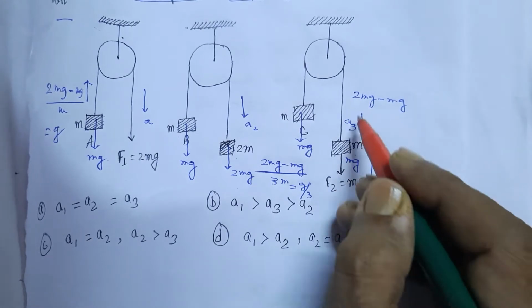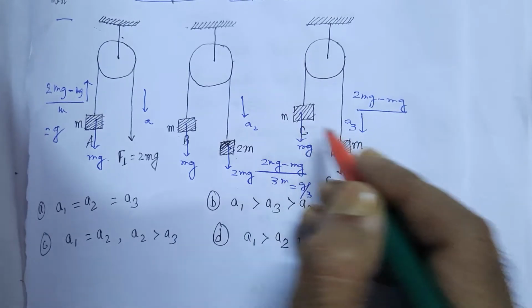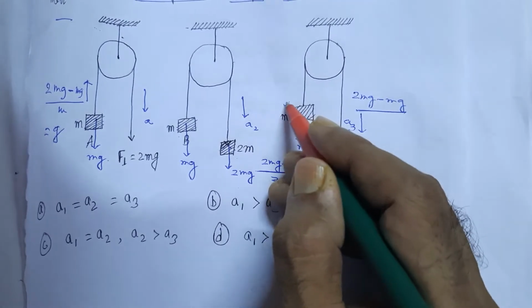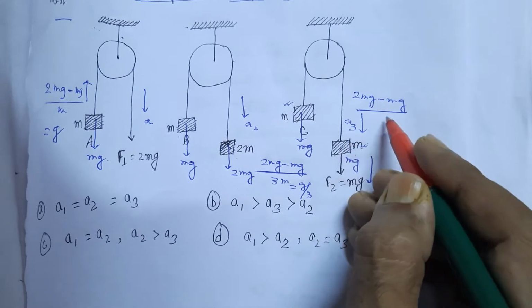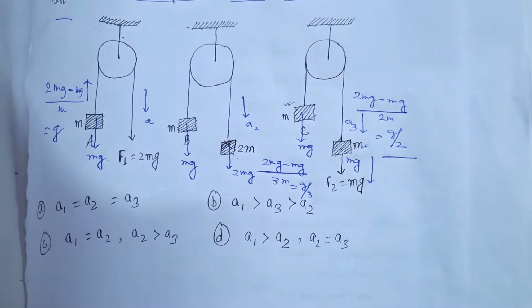it is in the downward direction acceleration. So the net force is twice mg minus mg by the total mass of the system. Here is a mass m and here is another mass m, that is total mass is twice m. So the acceleration is g by 2.